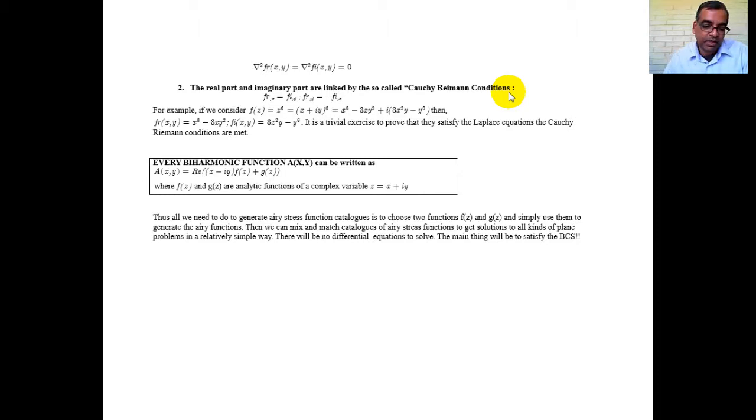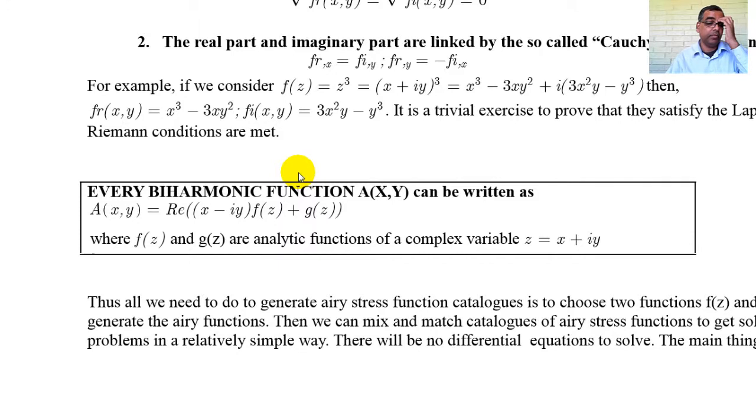The beautiful thing is this result. Take two complex functions, f of z and g of z, multiply f of z by x minus iy and take the real part of it. It will satisfy biharmonic equation, del fourth A equal to 0. Can you believe that? Isn't that amazing? Just take any complex function.